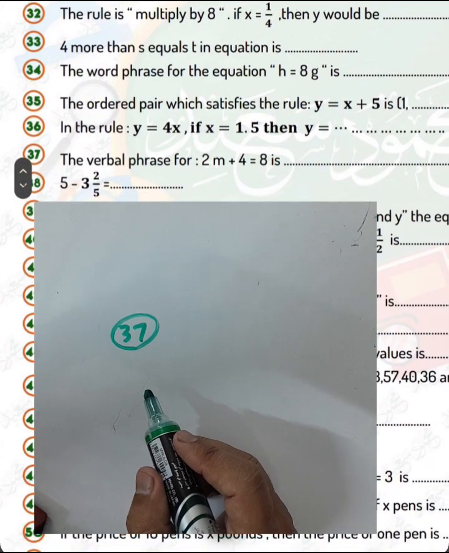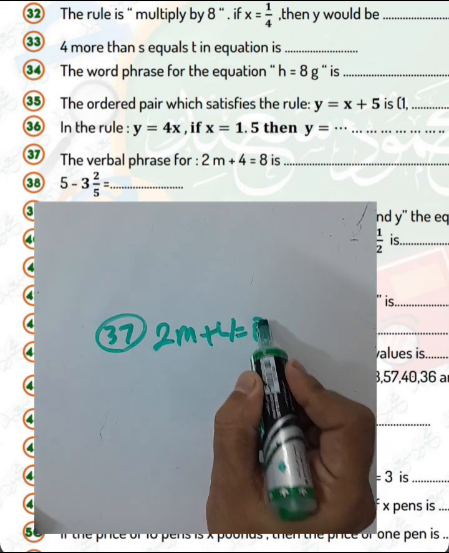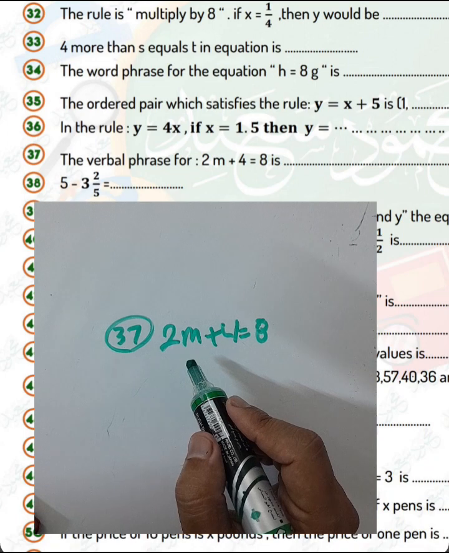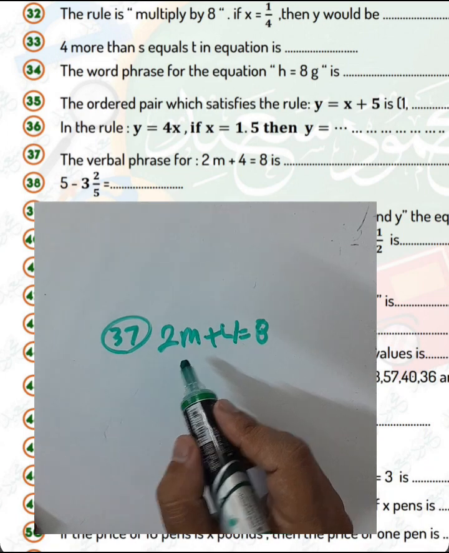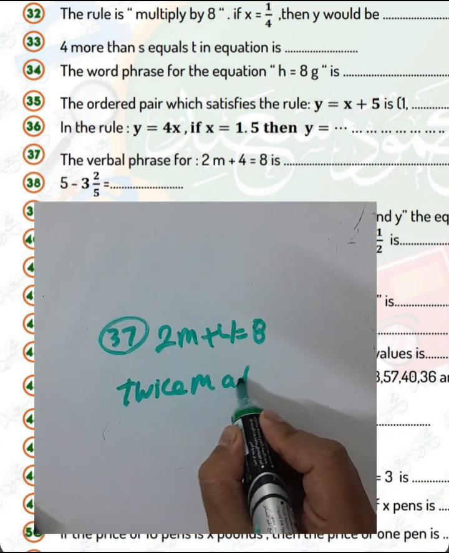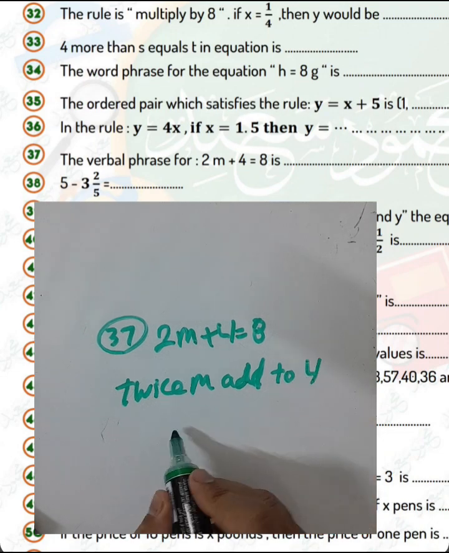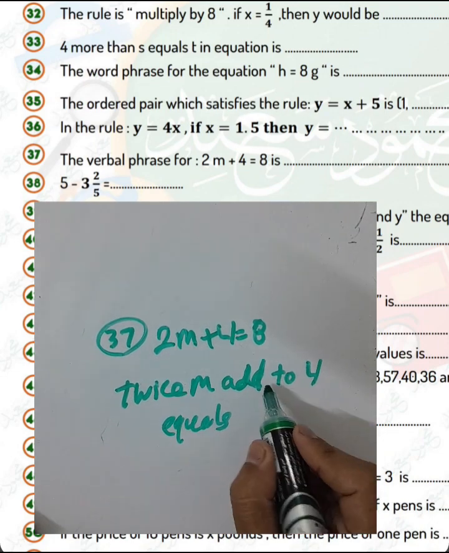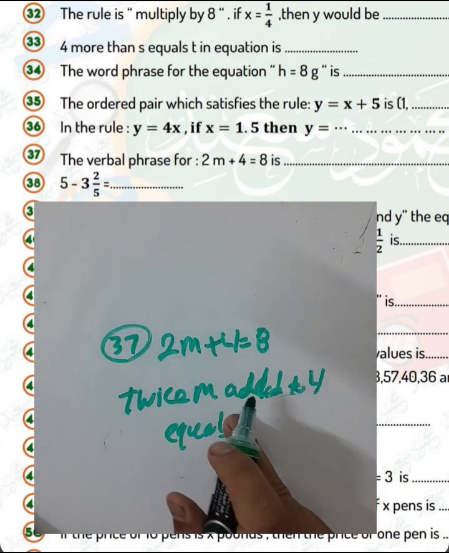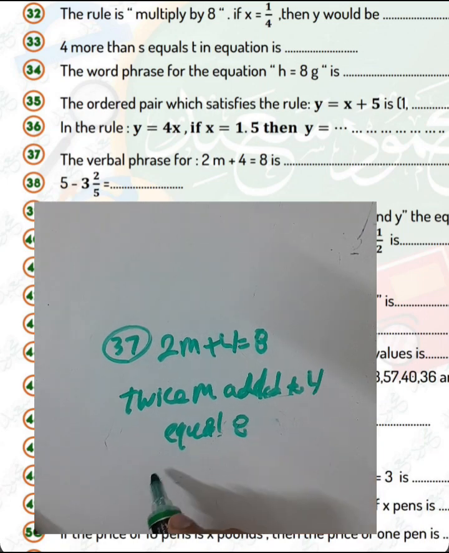Question 37. The verbal phrase: twice m added to 4 equals 8. We can write here double or twice, as you like. Twice m added to 4 equals 8.